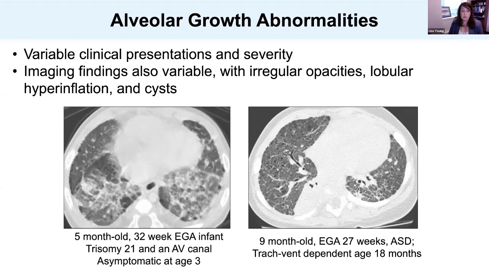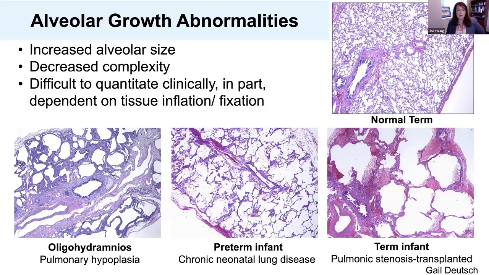Some of the imaging findings include irregular opacities, lobular hyperinflation, and cysts. And sometimes the CT scans look pretty terrible, but sometimes the kids really improve as they grow. So this is essentially the idea of increased alveolar size and decreased complexity. We don't have good ways to quantitate this. From a lung biopsy, it really depends a lot on the tissue inflation and how it's fixed. But these images here are all shown at the same magnification.